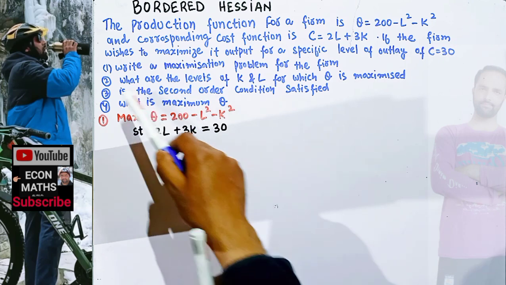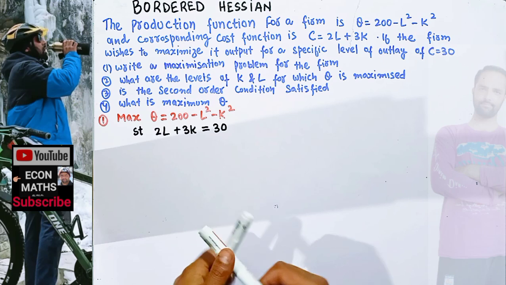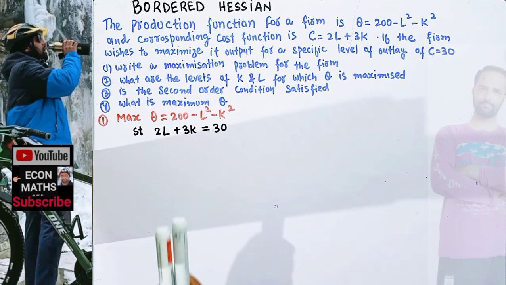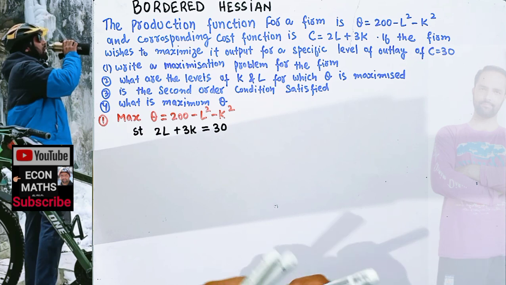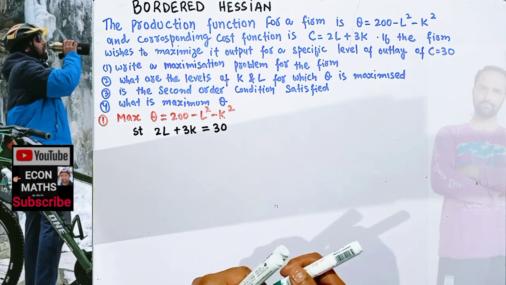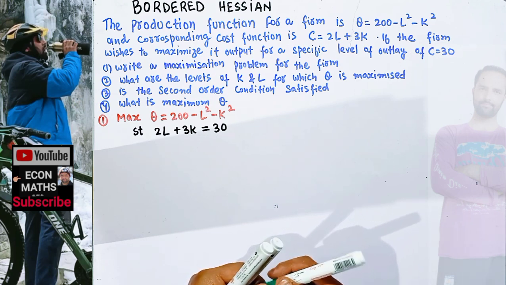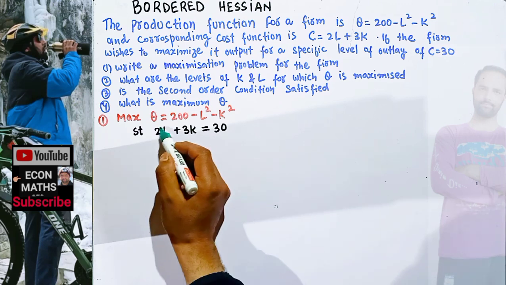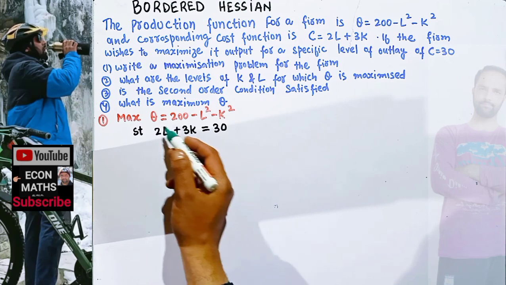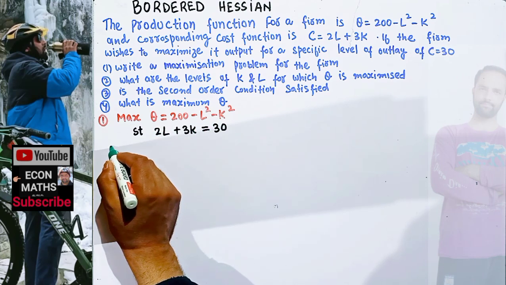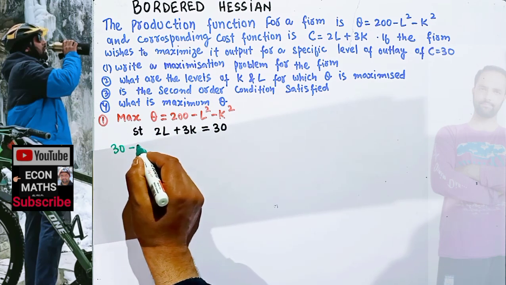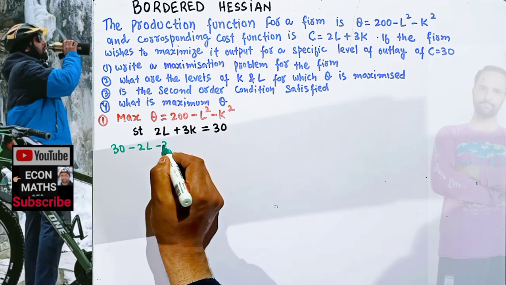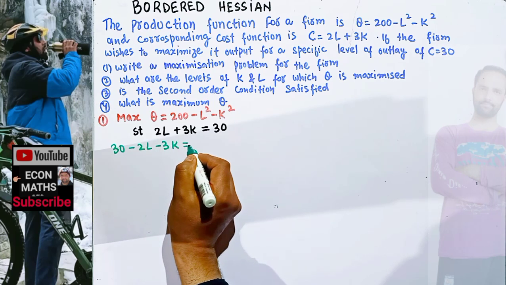Second part tells us to find out the levels of capital and labor for which Q is maximized. For that, what do we need to do? We need to construct the Lagrangian function. And how do we construct the Lagrangian function? Let us see it step by step. Given this cost constraint, the first step is to set it equal to 0. That means 30 minus 2L minus 3K is equal to 0.